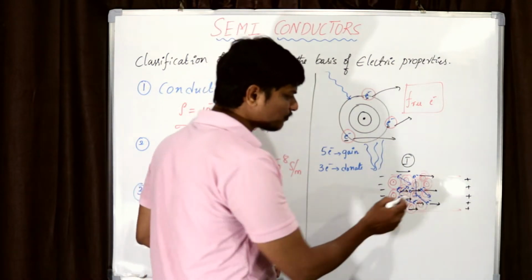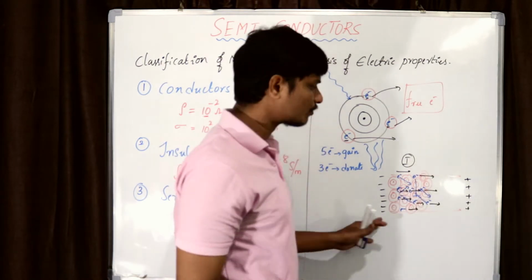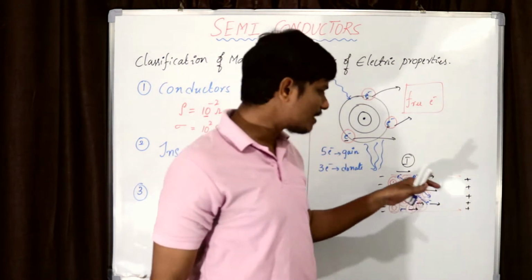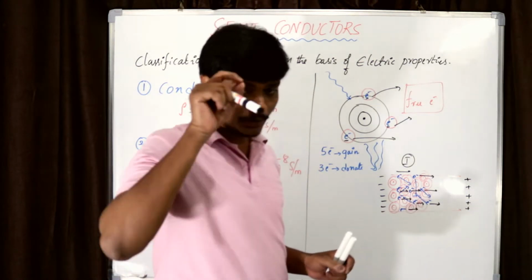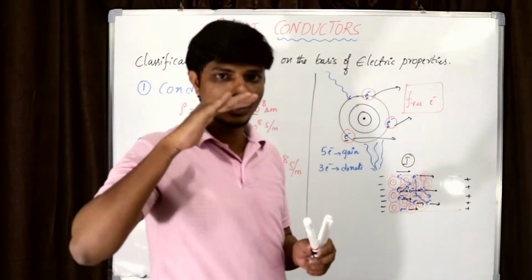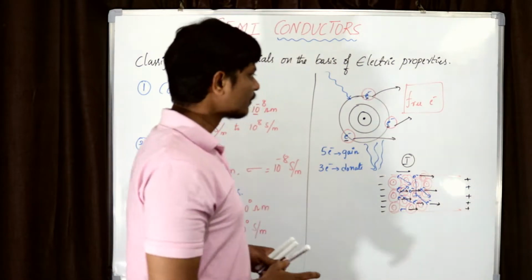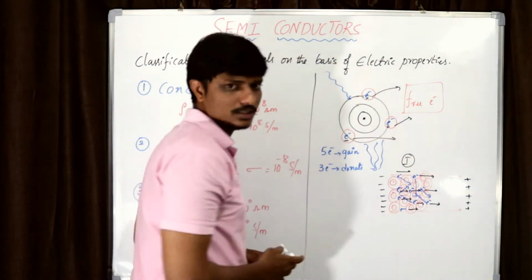So if more free electrons are present, you will get more current. If fewer free electrons are present, you will get less current. So this is what we are going to talk about. This is the basic topic we are going to discuss. So why are we looking at free electrons?